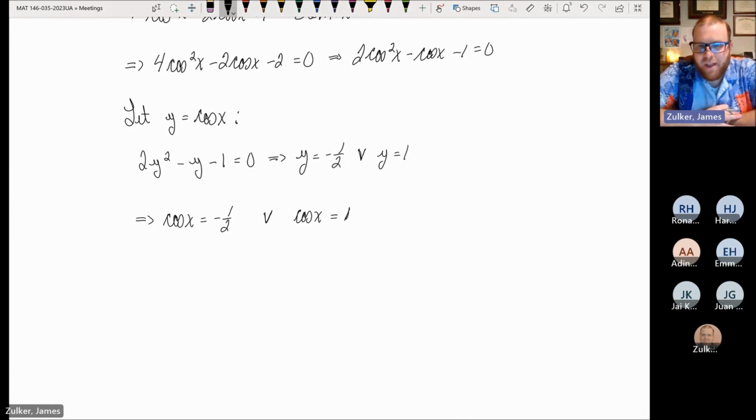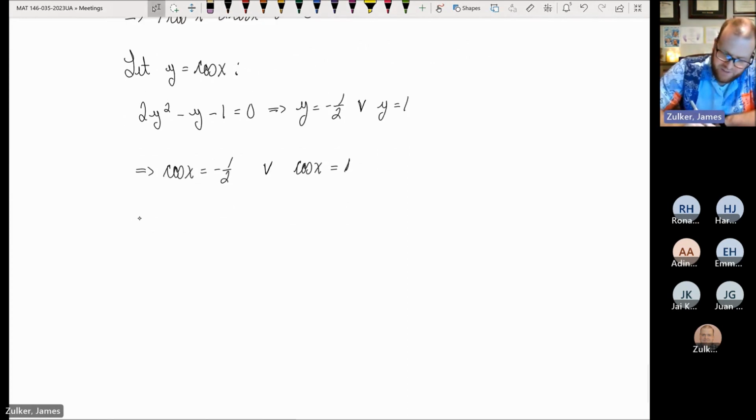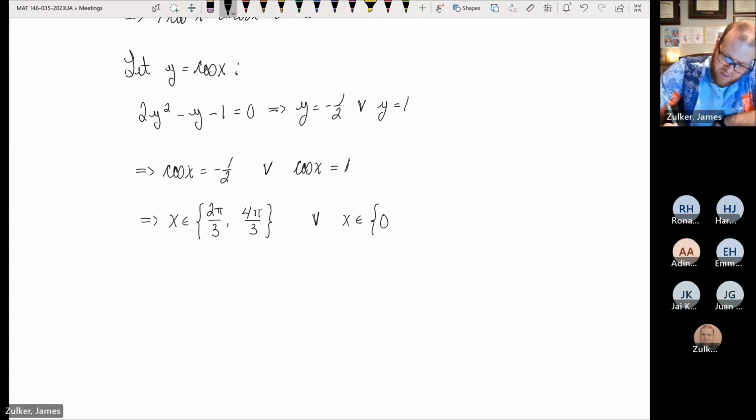So we're going to get either negative 1/2 or 1 for cosine, right? Cosine is negative 1/2 at 2 pi over 3 and 4 pi over 3. And cosine equals 1 at 0.